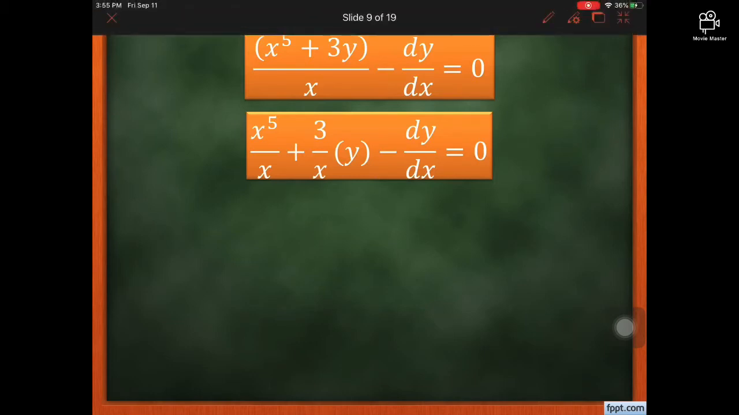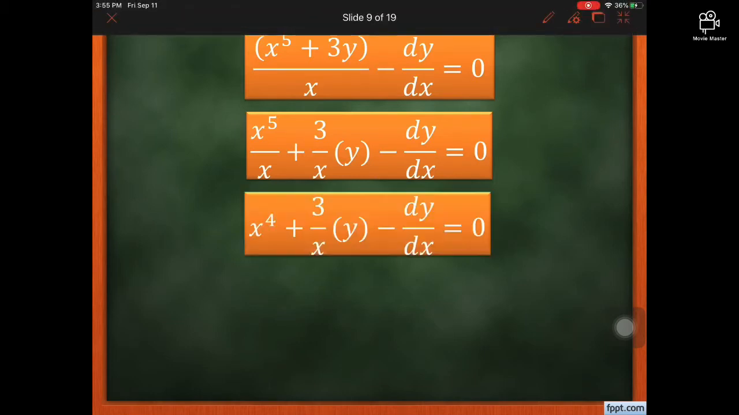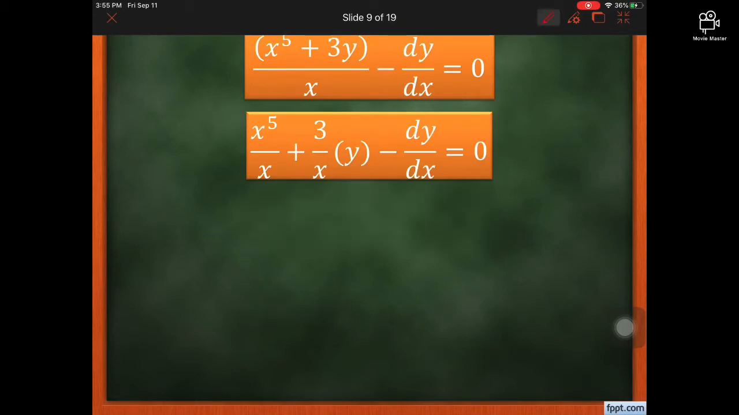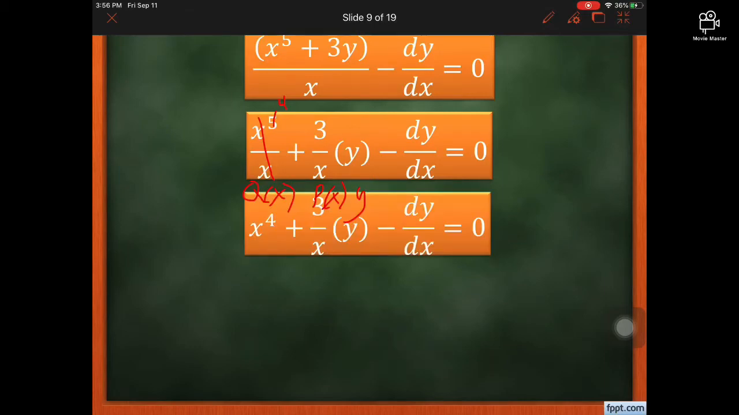So, we can divide x raised to 5 over x, which will be x raised to 4. And then, 3 over x times y, you cannot divide it anymore. So, that is the function 3 over x times y. That will be your p of x times y, since that includes the y, while your x raised to 4 will be your q of x. And minus dy over dx. So, that gives you this equation: x raised to 4 plus 3 over x times y minus dy over dx is equal to 0.